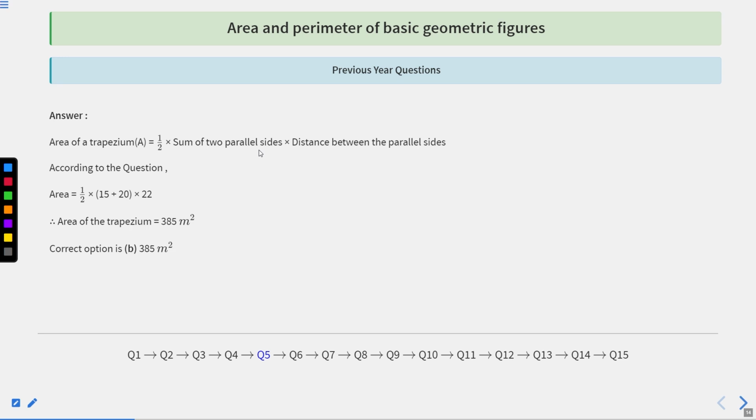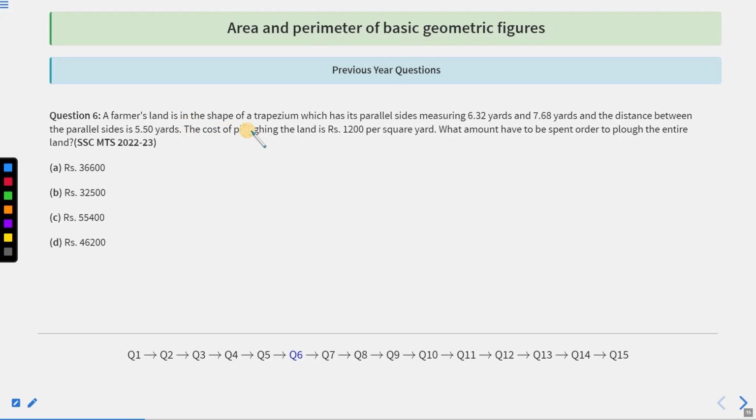Now observe that both the parallel sides are known to you. That means you can easily compute the sum, and also the height is known to you. So all the values required to find out the area of the trapezium are known to you. You have to just substitute those values in this formula. So you will have area equal to half into 15 plus 20, that is the sum of two parallel sides, into the height, that is 22. Therefore, the area of the trapezium will be 385 meter square. That's option number B, 385 meter square.